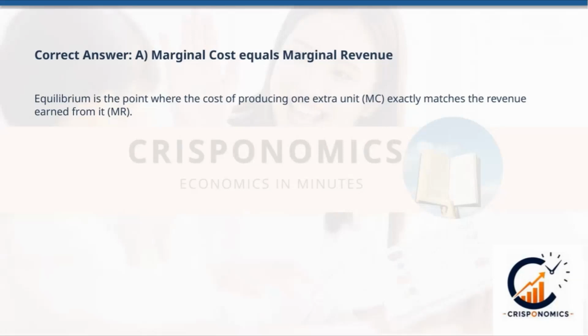Let's talk about equilibrium in economics. It's the point where the cost of making one more unit, that's marginal cost, exactly matches the revenue you get from selling that unit, or marginal revenue. When these two are equal, you've found the sweet spot for production. Producing any more or less would mean losing potential profit. This balance is key to making smart business decisions.